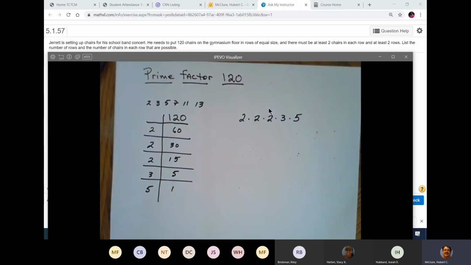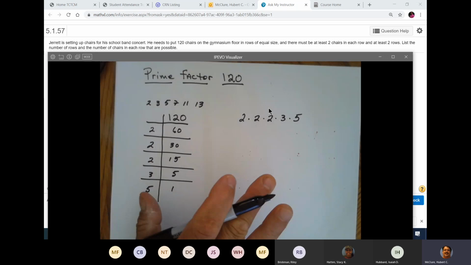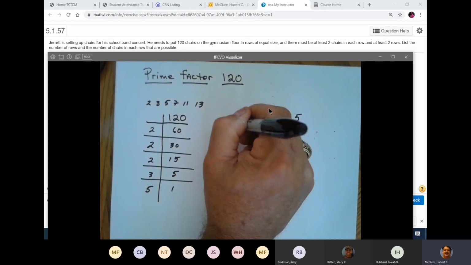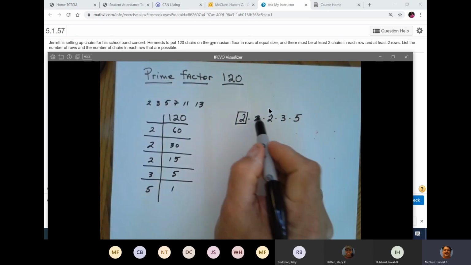Now, most of you, 95% of you will get to that point, but you don't understand what the question is asking. What the question is asking is saying that you got a room and you got to have at least 2 chairs in each row, at least. That means the lowest number is 2. So what you do is you take this 2 right here and you multiply by what's left.